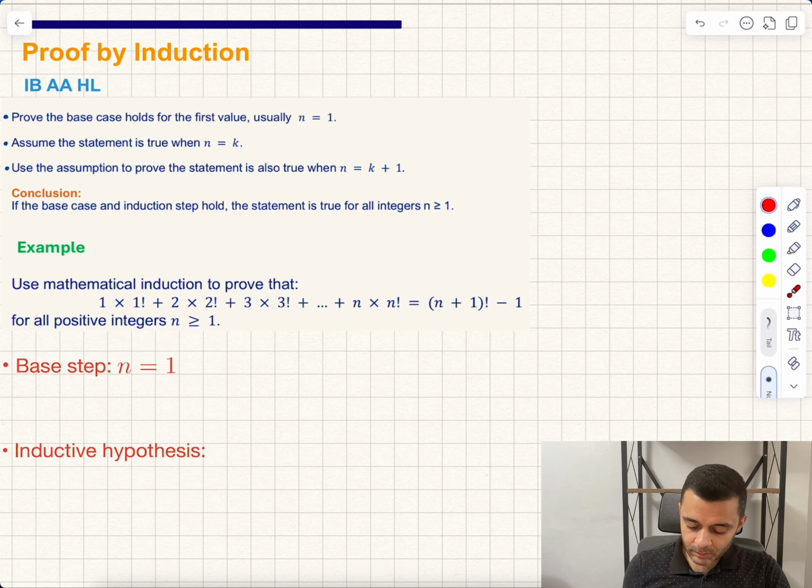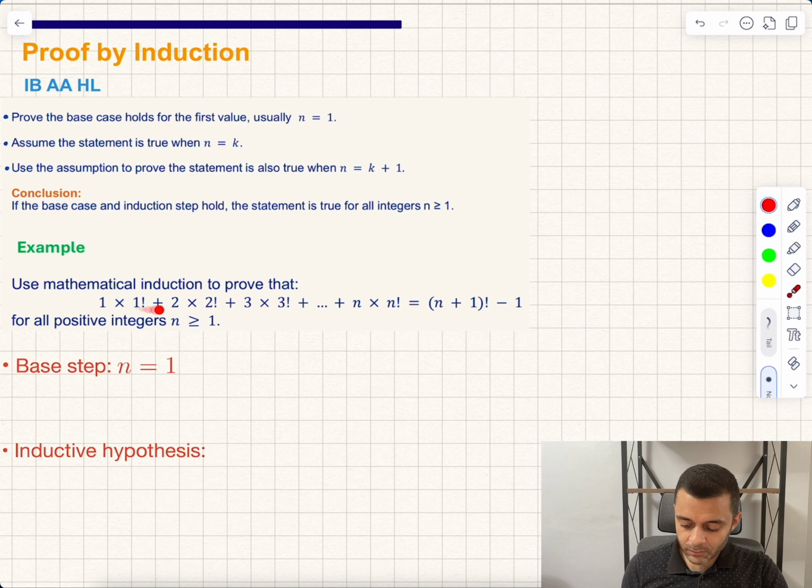The second step, which is the inductive hypothesis, we assume the statement is true when n equals k. And thus, the third and the last step, which is the most important one, we use the assumption in step 2 to prove the statement is true when n equals k plus 1. We will clarify everything now with this example.